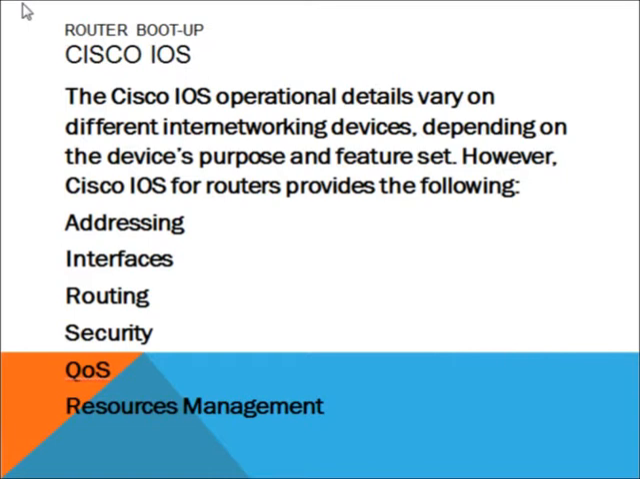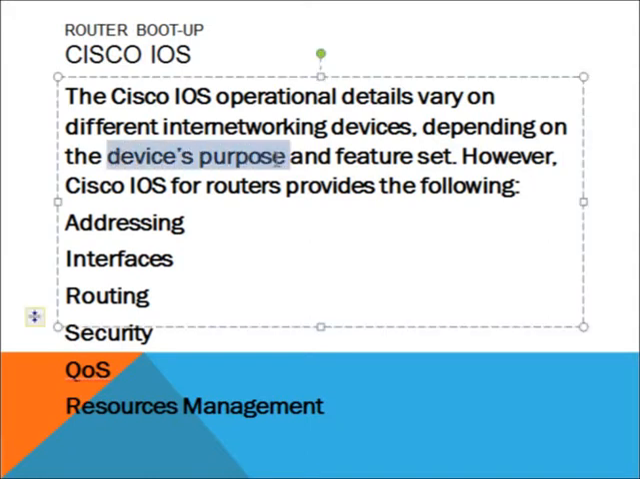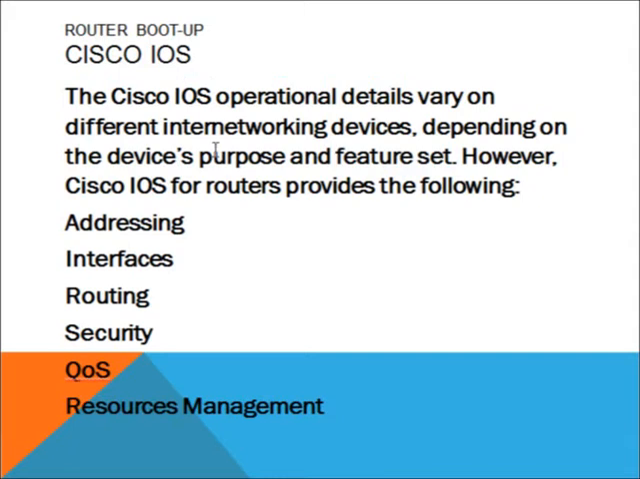So the Cisco IOS is actually a name given to the router operating system. The Cisco IOS varies on different devices, because different devices have their own purposes and features. So the routers in general for Cisco provide the following features.